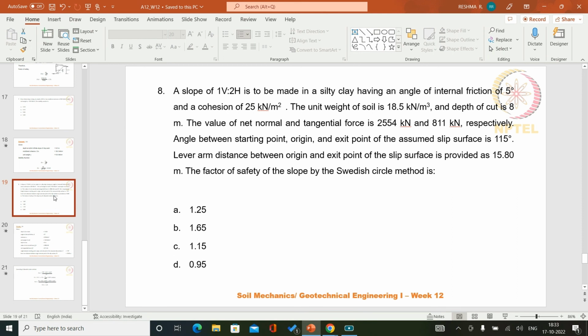But the procedure you need to adopt to solve a problem is: first see what is asked in the question, and write down the equation you know related to that question. In this case, they have asked to determine the factor of safety of the slope by the Swedish circle method. Once you see that, you understand the question part of the problem, then recollect the equation related to it and note it down. Then you will get what parameters you need to solve that problem, and you can pick them out.